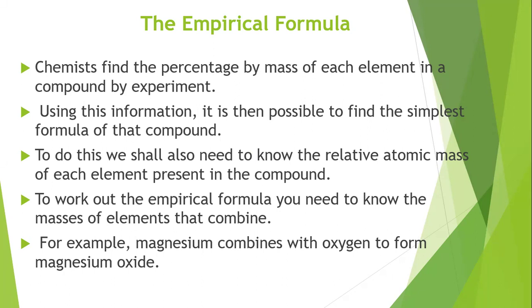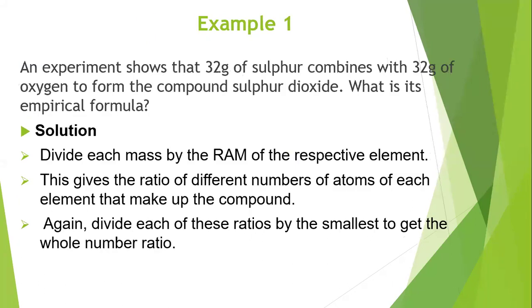To work out the empirical formula, you just need to know the masses of the elements that combine. Take an example, magnesium combines with oxygen to form magnesium oxide. So you have to know the masses of each element that form this magnesium oxide. Now let's see various worked examples. Definitely we'll be talking about how you can determine the empirical formula and some questions related to the empirical formula.